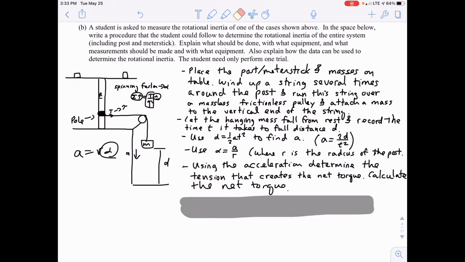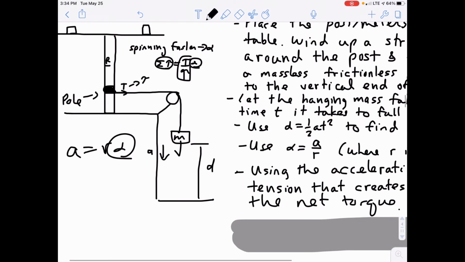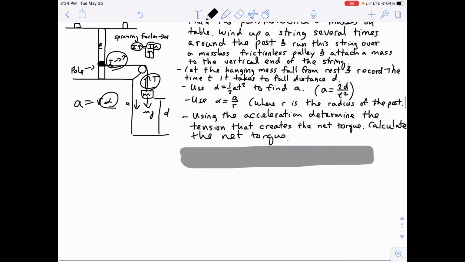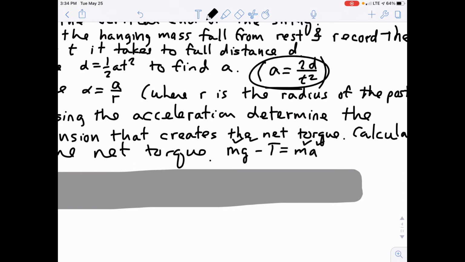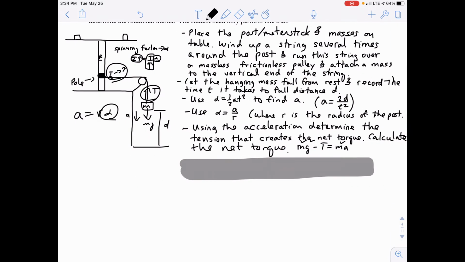Using the acceleration, determine the tension that creates the net torque. So in other words, you've got mg going down and you've got tension going up. This tension is the same as that tension. So I would use mg minus tension equals ma. You know this, you know this, you know this, and you know this. Well, now you do anyway. You can figure out the tension using that equation right there.